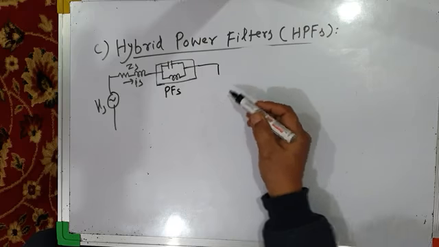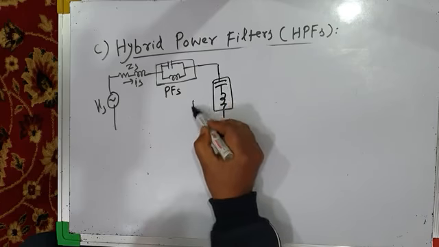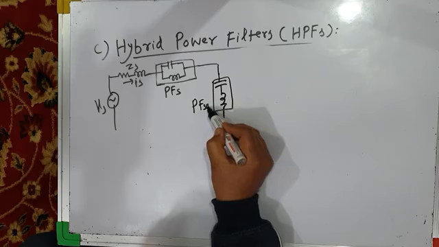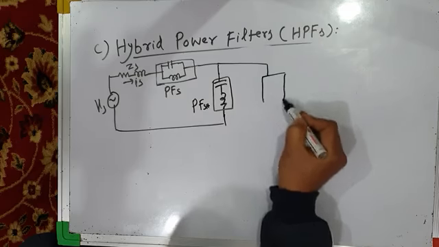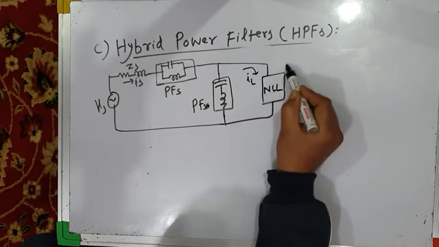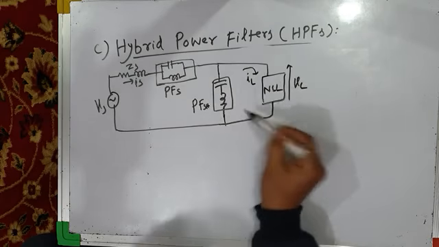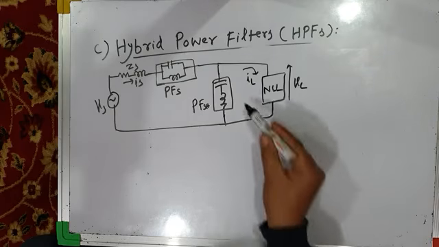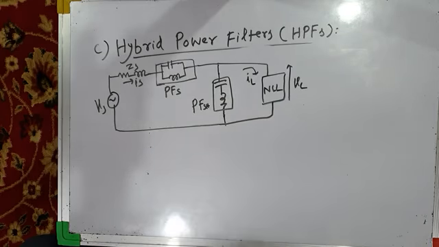Shunt passive filter is like this. PF, SH means shunt, and this is your nonlinear load, and LL means nonlinear load. Load current is IL and load voltage is VL. So shunt passive power filter takes care of current related power quality problems like harmonics and reactive power, and series passive filter takes care of voltage related power quality problems like voltage harmonics. Okay, this is one combination.